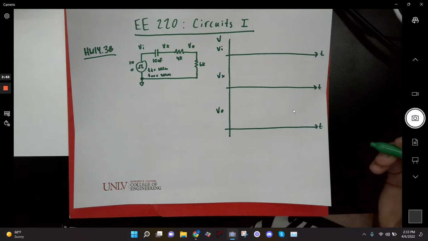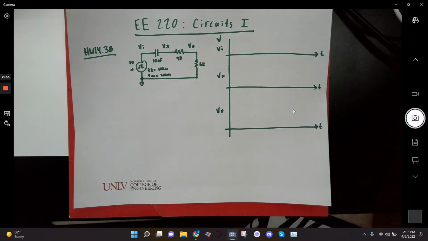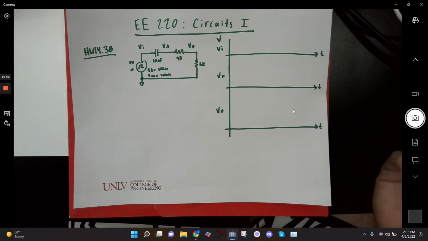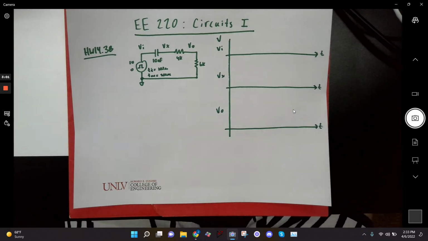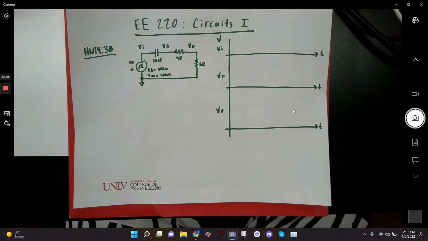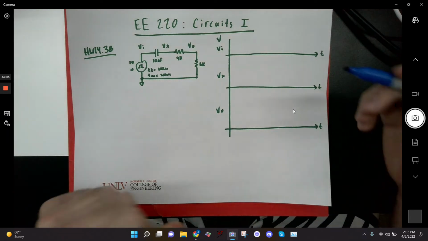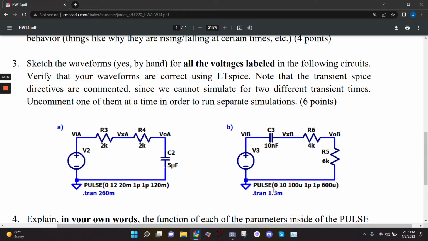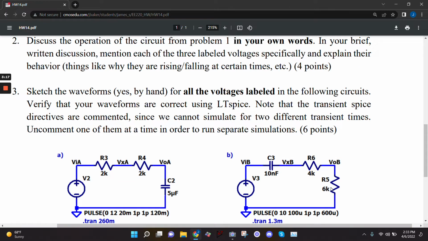Okay, so the first thing I would do is determine what V in is doing, because V in is probably the easiest to determine because it's just based on the pulse source, right? So based on the pulse source, it basically goes 0 to 10 volts at 100 microseconds, and then it stays on for 600 microseconds.